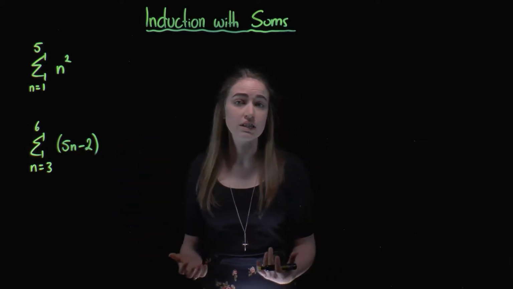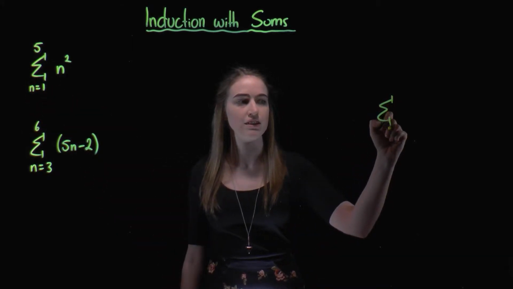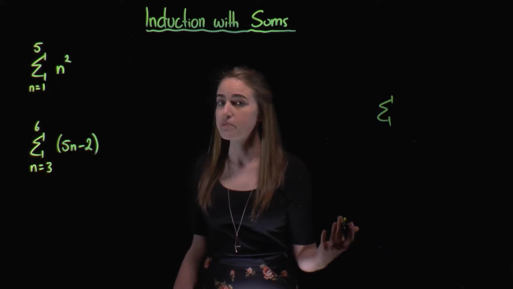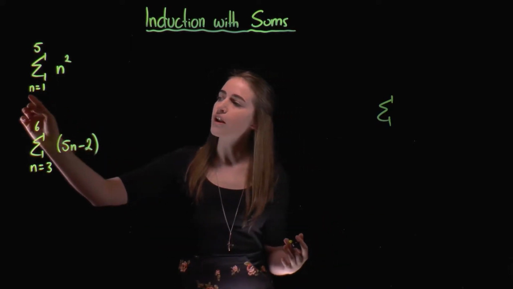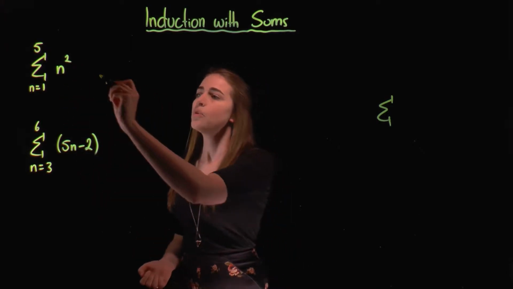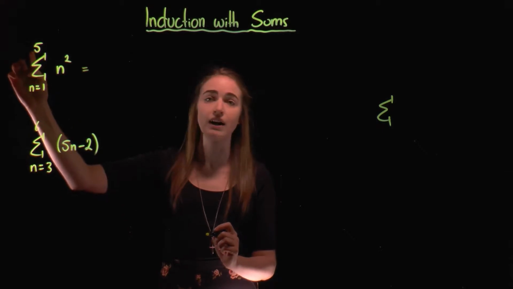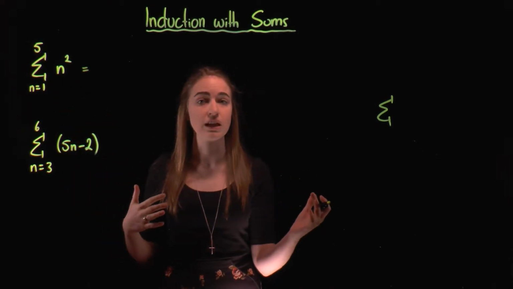The reason it's called sigma notation is because of this symbol here that looks kind of like a capital E, and that's the Greek letter sigma. So what it means if we've got n equals 1 and a 5 on the top and we want the sum of n squared, what that means is we're going to substitute in every number from 1 to 5 into here and add them all together.